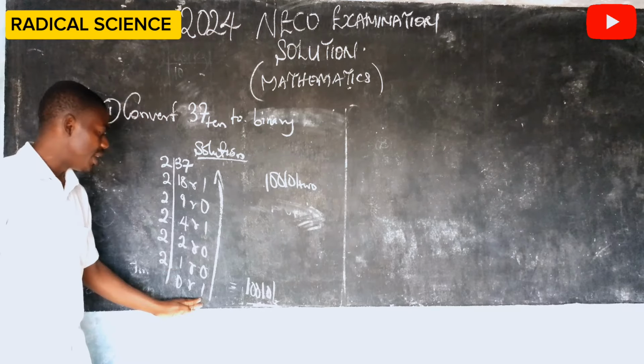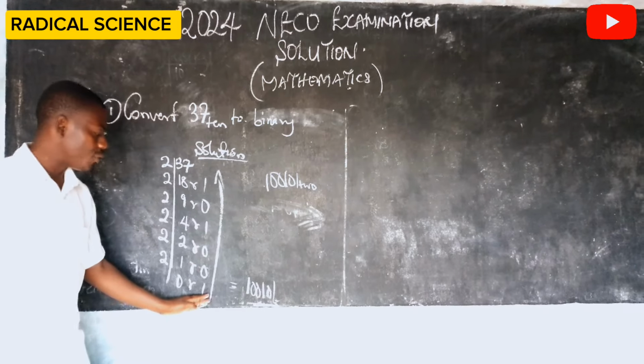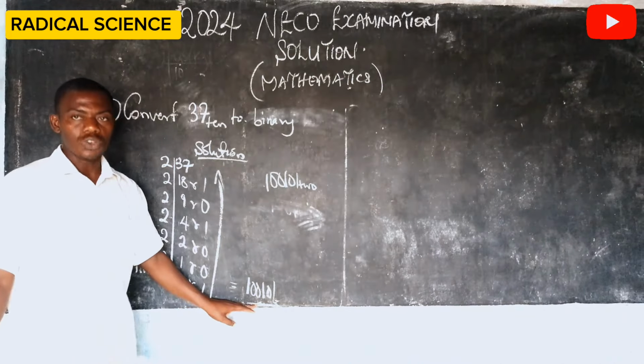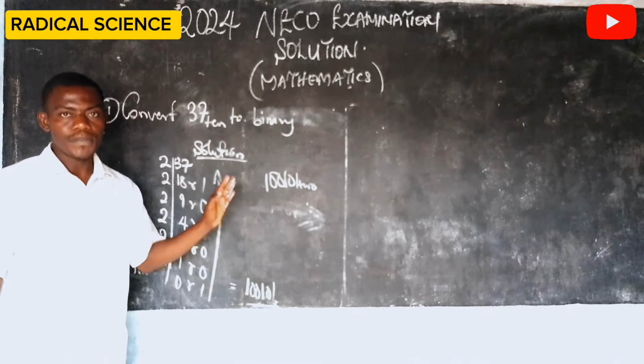You keep writing the remainders, and you take the numbers from the bottom to the top. That is your answer. I hope it's very clear.